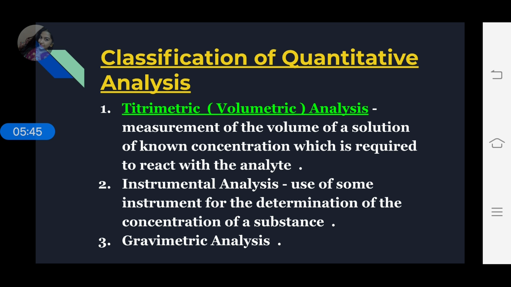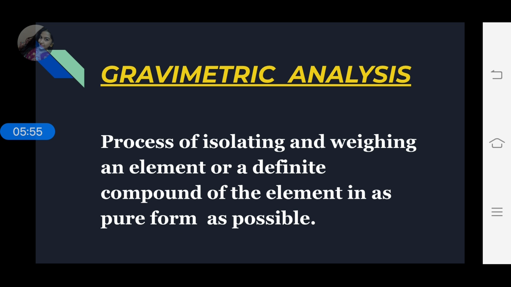And then the third type is gravimetric analysis. Gravimetric analysis is a type of quantitative analysis. Keep that in mind. Next, let us see what we mean by gravimetric analysis. It is a process of isolating and weighing an element or definite compound of the element in as pure a form as possible. This is the textbook definition.